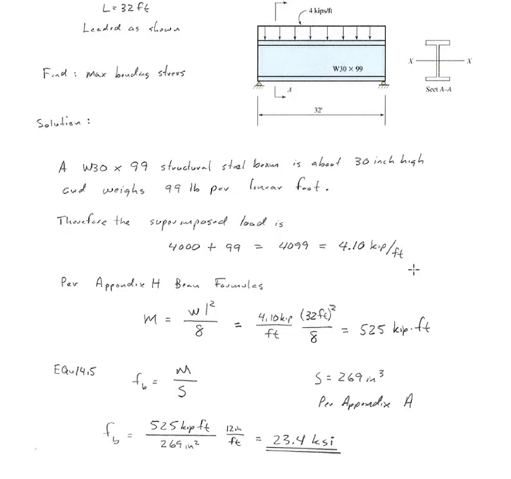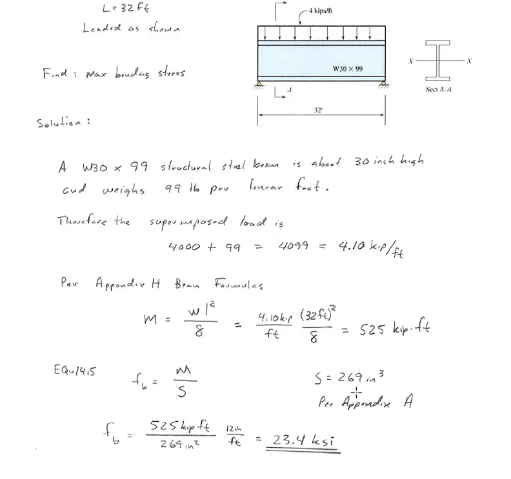That is the loading. Now again, we can go to Appendix H, because this is a simply supported distributed loaded beam, and find what the equation is for the maximum moment, as we did in the previous example. So that's W times L squared divided by 8, and we get 525 kip-feet. Therefore, the maximum stress equals the maximum moment divided by the section modulus.